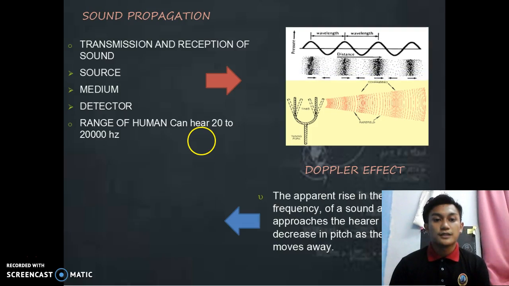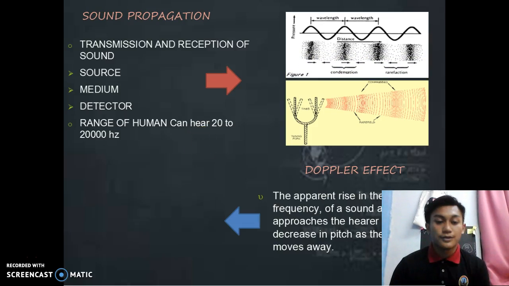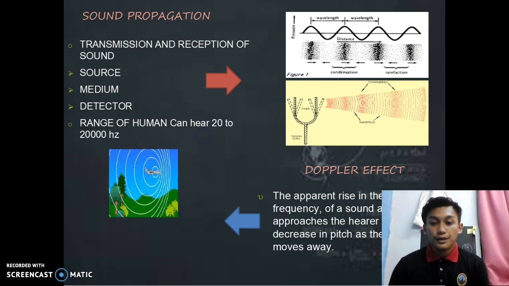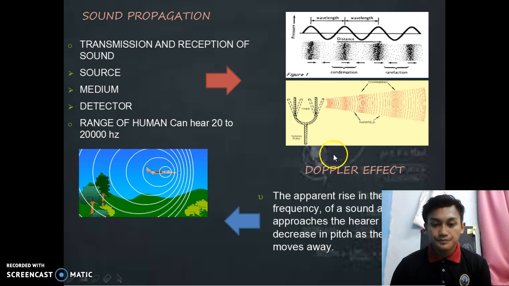Sound propagation involves transmission and reception of sound: source, medium, and detector. The range a human can hear is 20 to 20,000 Hz. Doppler effect: the apparent rise in the pitch or frequency of a sound as the source approaches the hearer, and the decrease in pitch as the source moves away.